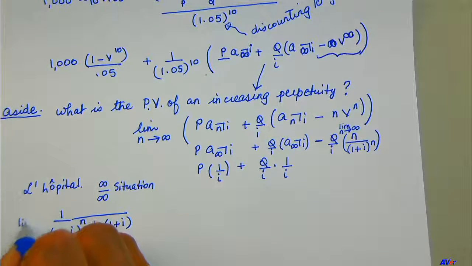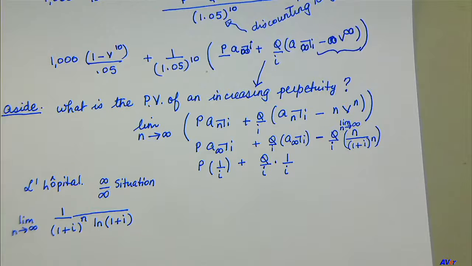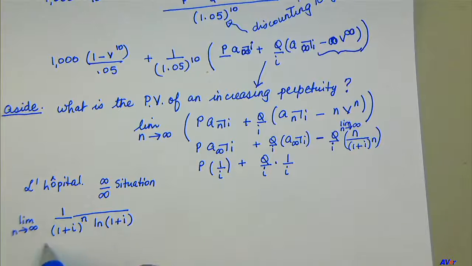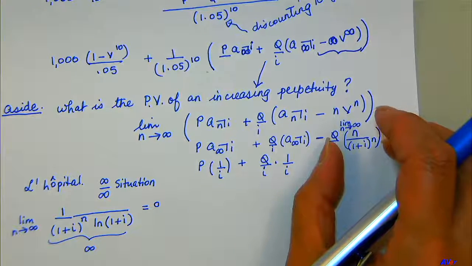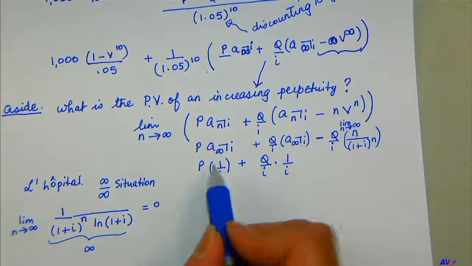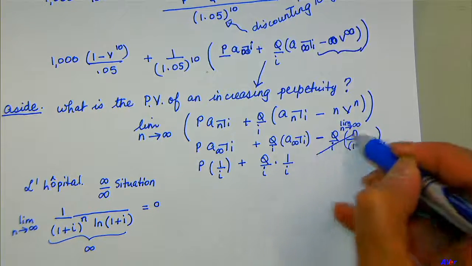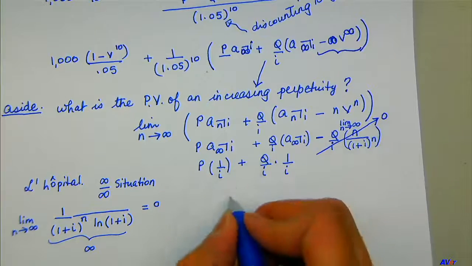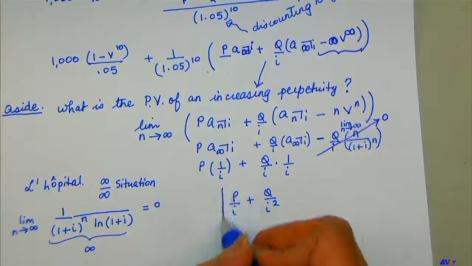And I want the limit as n goes to infinity of this mess. So I have an infinity situation on the bottom and a 1 on the top, that part will go to 0. Just this part will go to 0. Agree? So basically, I just have what I have here: P over I plus Q over I squared, because this mess went to 0. So it's just P over I plus Q over I squared. It will behoove you to memorize.